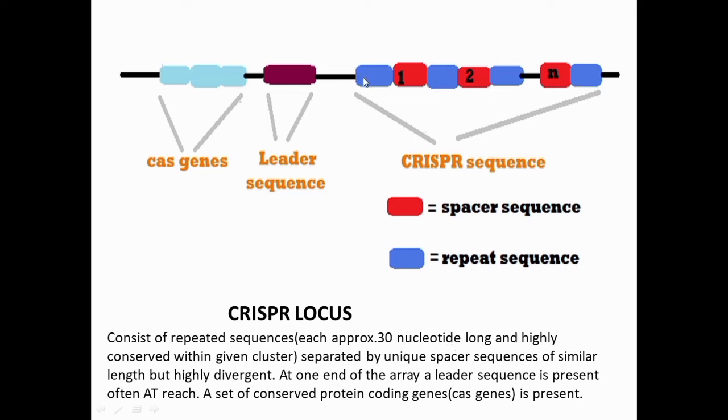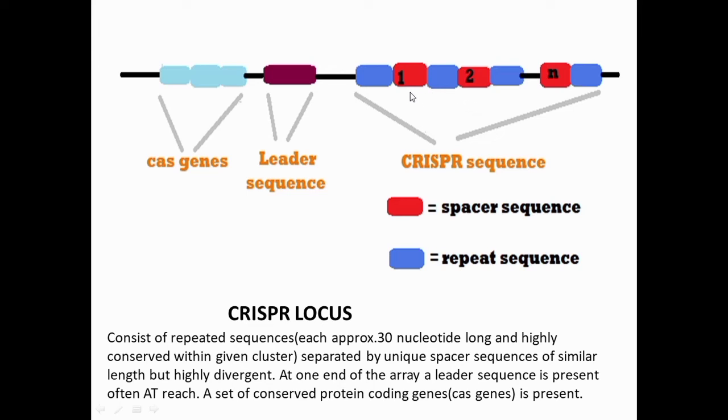So this is the blue part, which is the repeat sequence, generally 30 nucleotides long, which is separated by a unique spacer sequence of similar length but highly divergent. Here you need to know that the spacer sequence which the bacteria acquired from the bacteriophage is of similar length. For example, like this is 1, 2 and n number of spacer sequences are acquired.